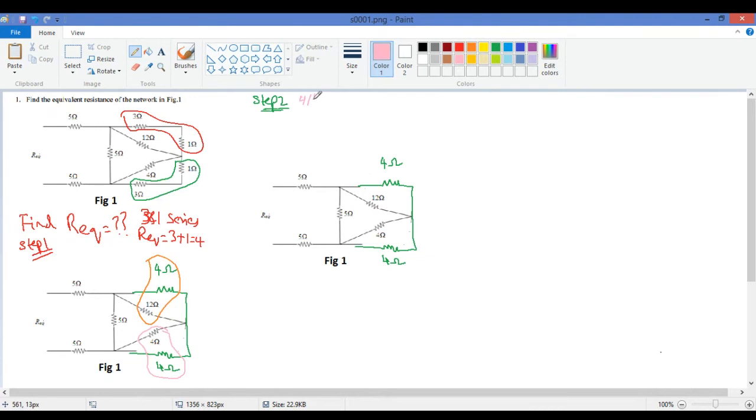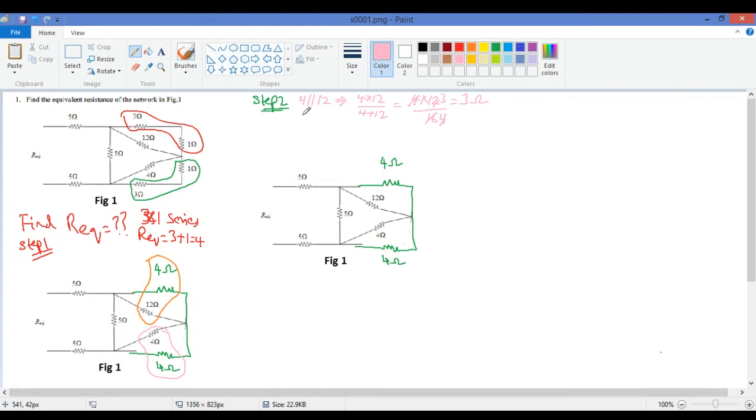4 is in parallel with 12. If they are in parallel with 12, what is equivalent? 4 into 12 by 4 plus 12. So 4 into 12 divided by 16. So 4 ones are 4, fours are 16, 4 ones are 4, threes are 12. So you get 3 ohms. So this equivalent I get how much? 3 ohms.